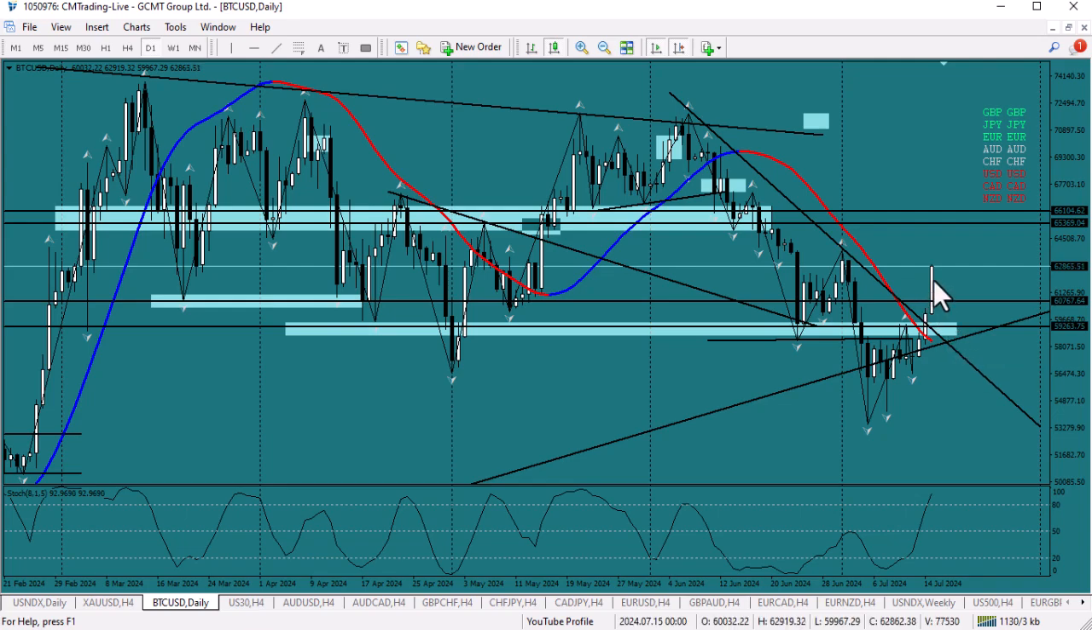I'm not going to chase into it here. I don't need to chase into it. I'm just waiting for a retracement. But the first thing I wait for is this red line to turn blue. And that's going to take maybe a week. So I'm sitting on my hands waiting for that to happen.